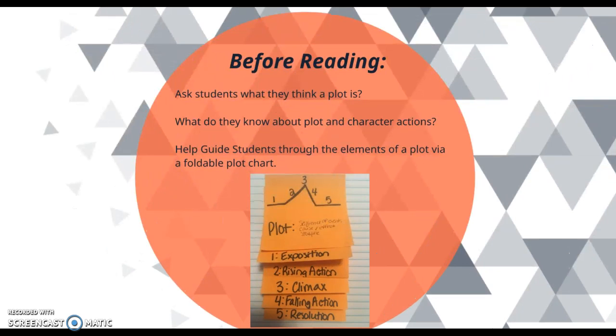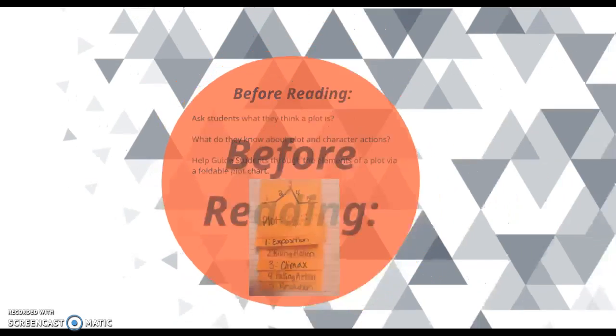Before students begin reading The Lottery, we'd ask them what they understand about plot and character relationships. To teach students about plot structure, we would use a plot diagram activity. Students will be given 6 sticky notes in an array of colors to use to develop a folding diagram in their notebook. Each sticky note will contain one of the 5 plot elements.